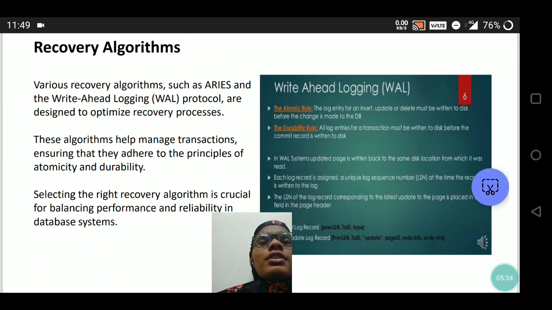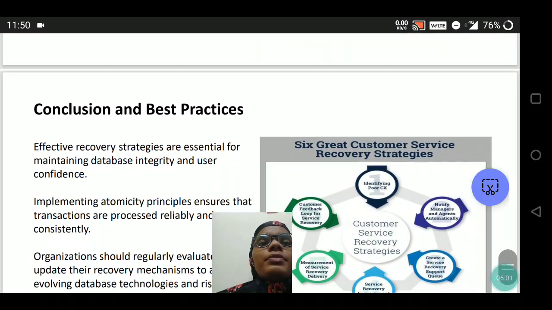Recovery algorithms. Various recovery algorithms such as ARIES and the write-ahead logging (WAL) protocol are designed to optimize the recovery process. These algorithms help manage transactions, ensuring that they adhere to the principles of atomicity and durability. Selecting the right recovery algorithm is crucial for balancing performance and reliability in the database system.